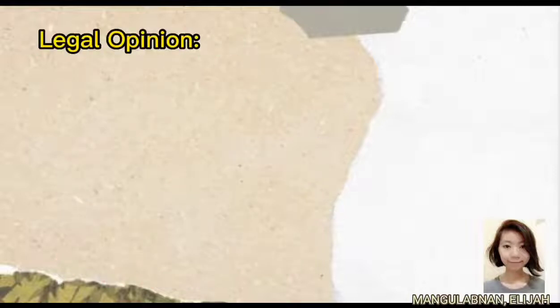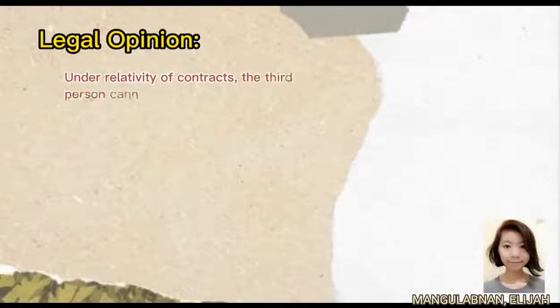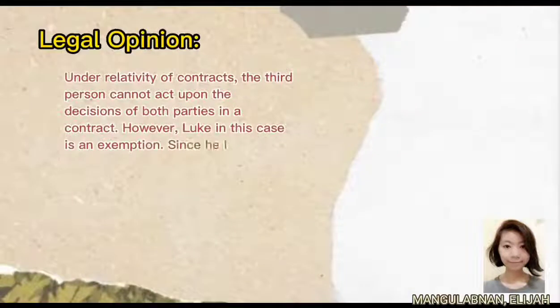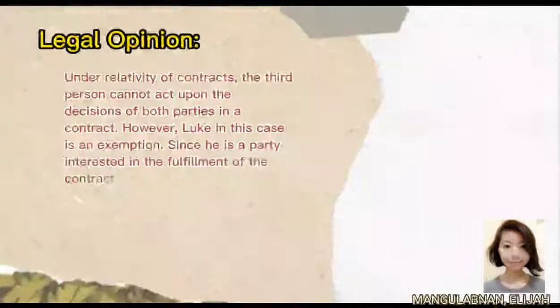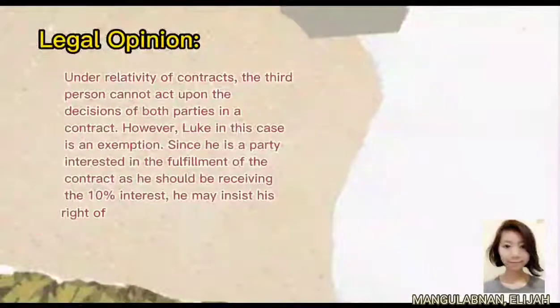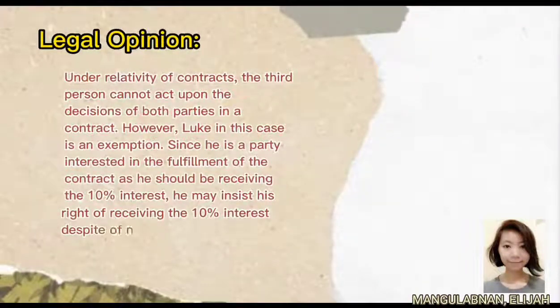So the legal opinion is, under relativity of contracts, the third person cannot act upon the decision of both parties in a contract. However, Luke in this case is an exception, since he is a party interested in the fulfillment of the contract, as he should be receiving the 10% interest. He may insist on his right of receiving the 10% interest despite the novation.